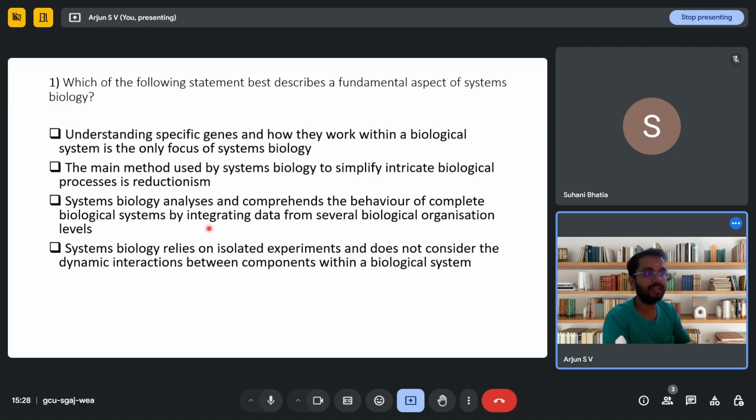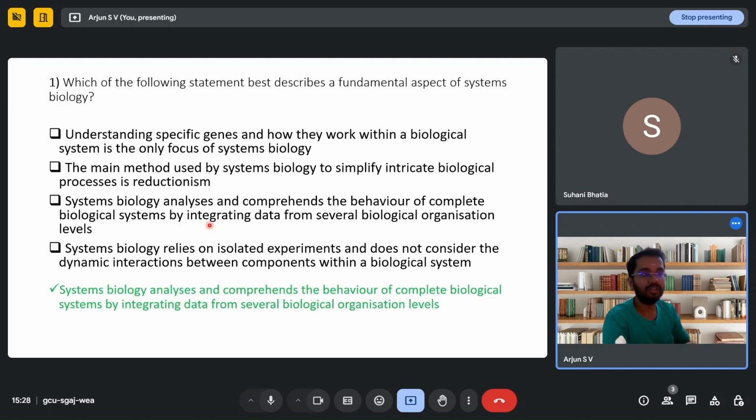So the answer is simple. Systems biology analyzes and comprehends the behavior of complete biological systems by integrating data from several biological organizations. So it's a holistic approach, like I said in the week recap.